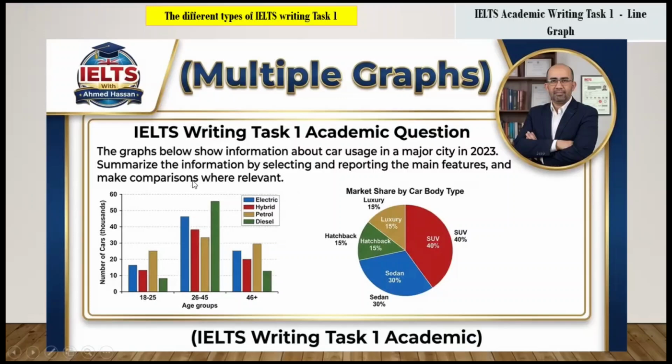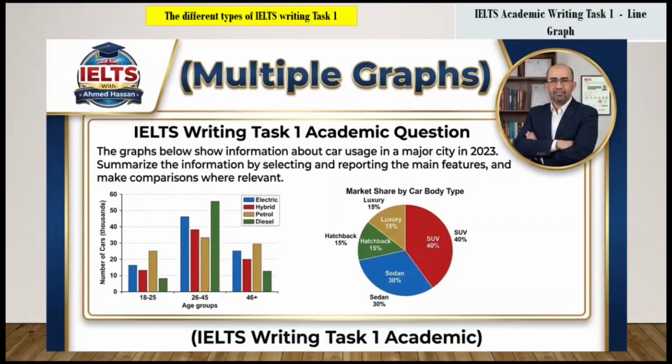IELTS Writing Task 1, academic question. The graphs below show information about car usage in a major city in 2023. Summarize the information by selecting and reporting the main features and make comparisons where relevant. You have 2 graphs, a pie chart and a bar chart, and you should describe the first one and the second one in brief.